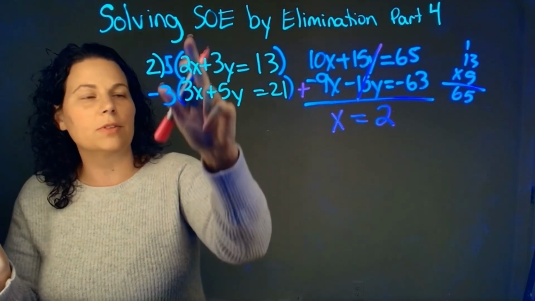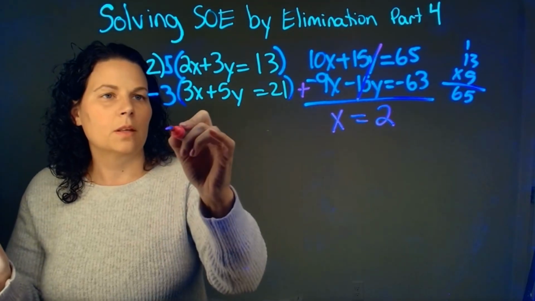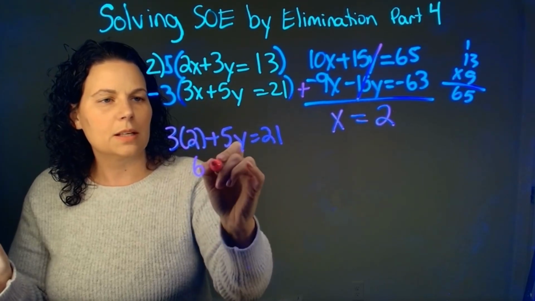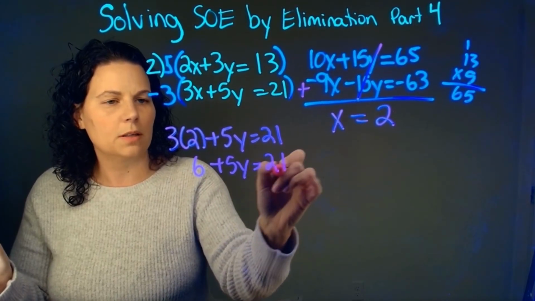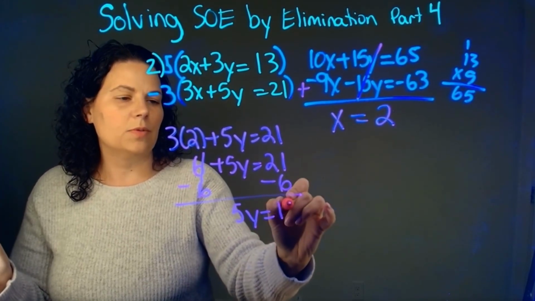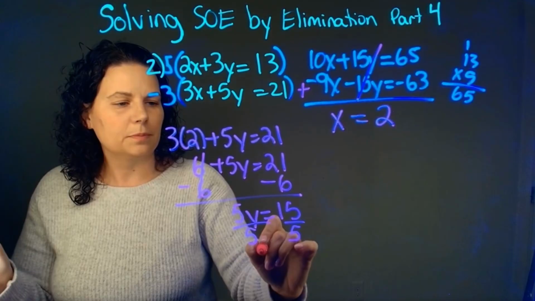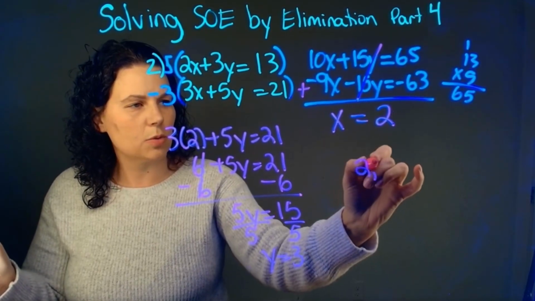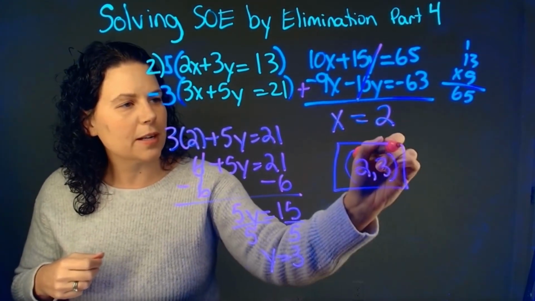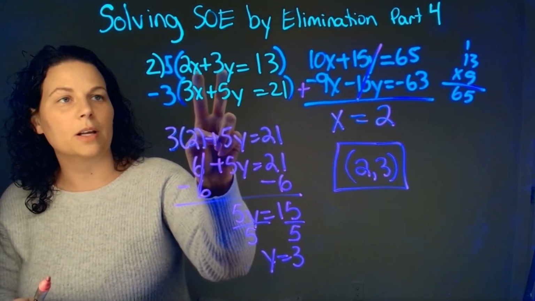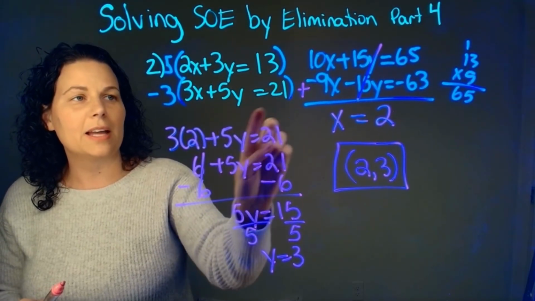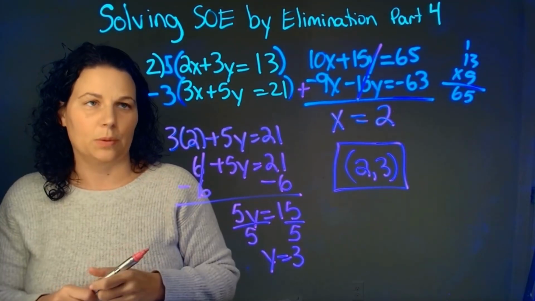Plug it back into one of the originals. Does not matter which one. 3 times 2 plus 5y equals 21. 6 plus 5y equals 21. Subtract 6 from both sides. 5y equals 15. Divide by 5. y equals 3. So my answer is 2, 3, x, y. Check my paper. Yes, that's right. If I were doing this on a test or quiz, take x and y, plug it back in here and in here, and make sure you get 13 on both sides for the first one and 21 on both sides for the second one.